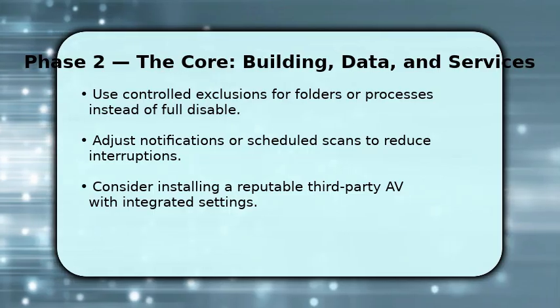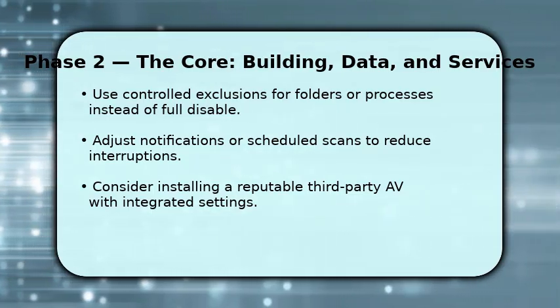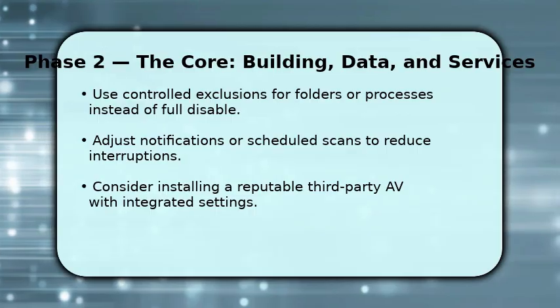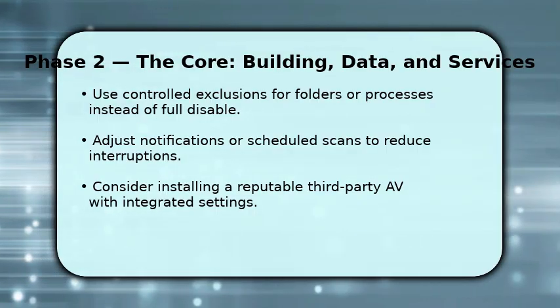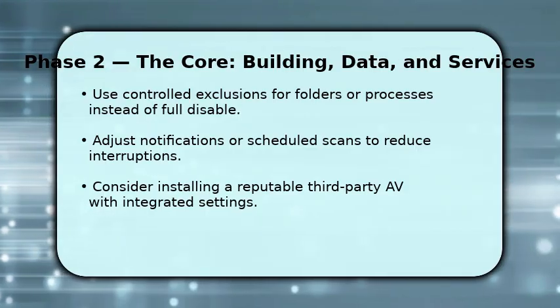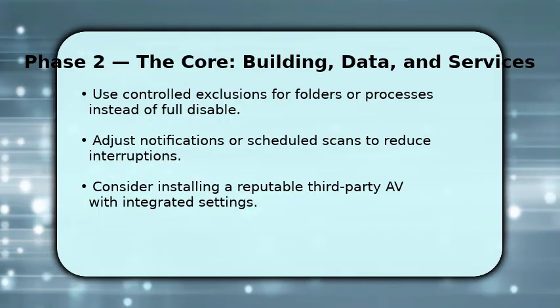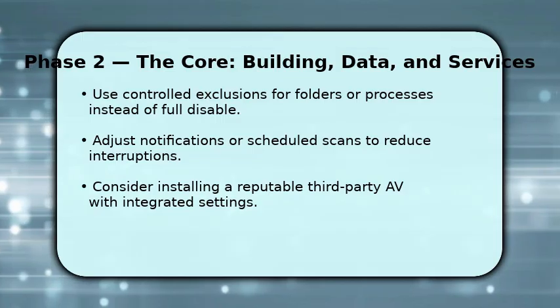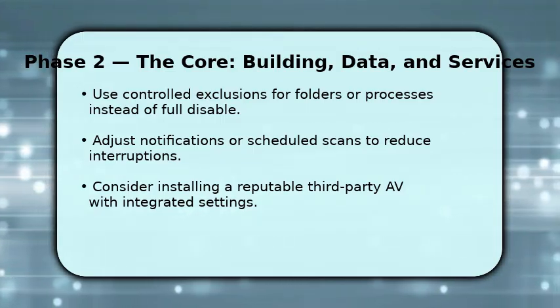For example, add exclusion rules for trusted folders or executables to prevent false positives, and modify scheduling to avoid scans during critical tasks. If a different product is necessary, install it and let it manage real-time protection rather than manually disabling built-in defenses. This approach keeps you protected while solving the immediate problem, and it reduces the attack surface.